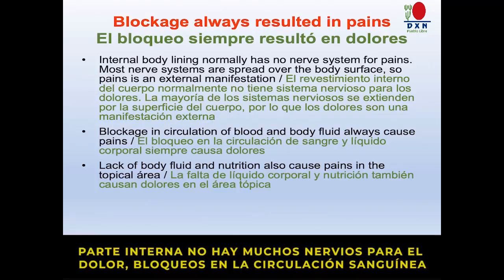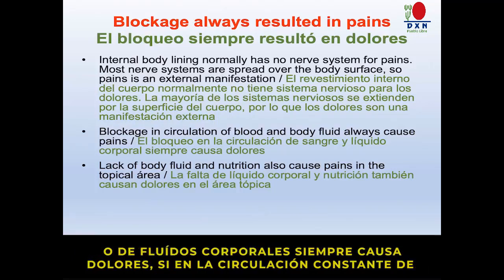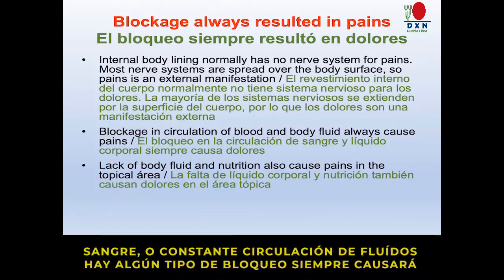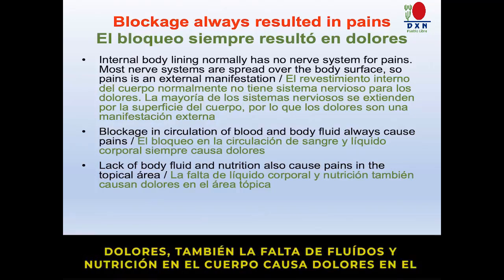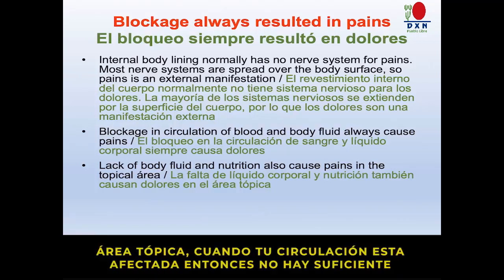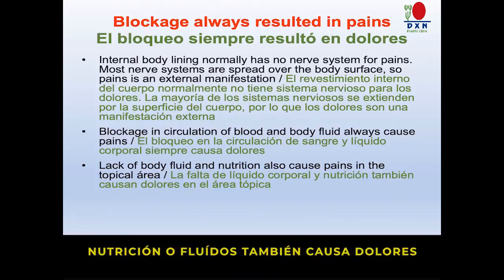So blockage in circulation of blood and also body fluid always causes pains. I mean, if the body has constant circulation of blood and constant circulation of fluid, and there's any blockage in this circulation, it always causes pains. Also, lack of body fluid and nutrition also causes pains in the topical area. Now, when your circulation gets affected, and not enough nutrition or fluids go to the area, then it also causes pains.